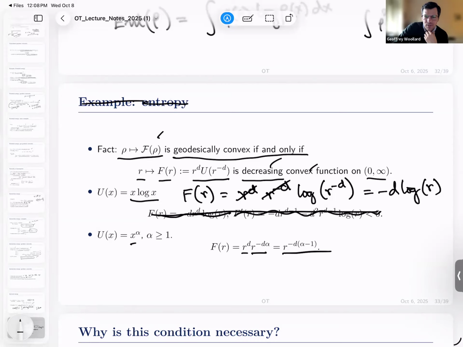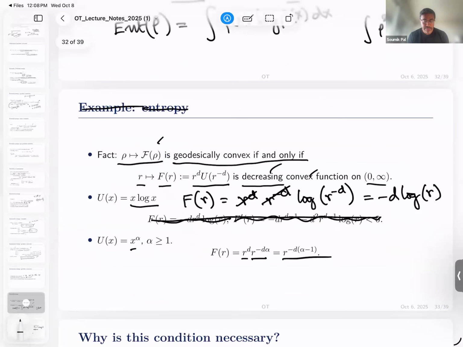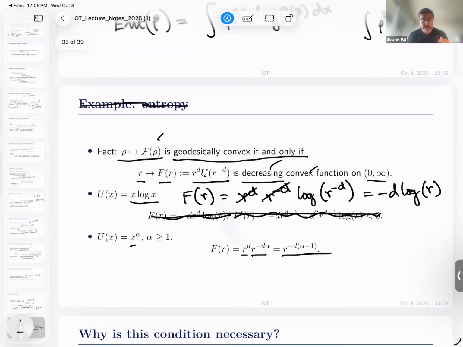Is this still totally general, or am I given something specific, the internal energy U? Yes, U is given to me, and I'm defining my f to be: you take the function U, you apply it to r to the power minus d, where d is the dimension, and you multiply the whole thing by r to the power d. And now this becomes a function of r which is dimension dependent. Therefore, if this is decreasing convex, then you are fine. If not, then you are not fine.